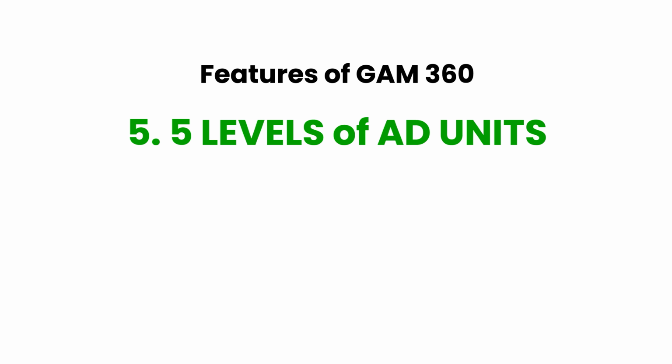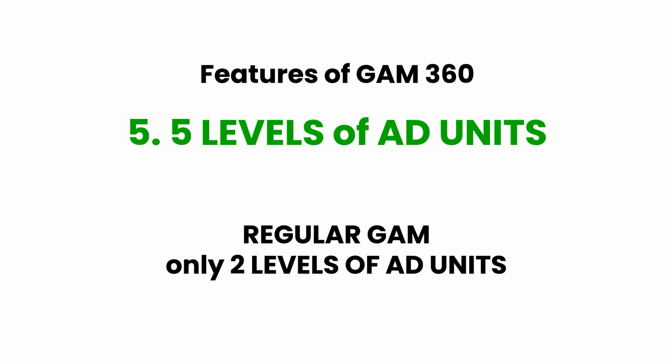Along with special ad units within GAM 360, you get a feature wherein you can target up to 5 levels of ad units. Now, within the regular GAM, you only have 2 levels of ad units, but with GAM 360, you get 5 levels of ad units.